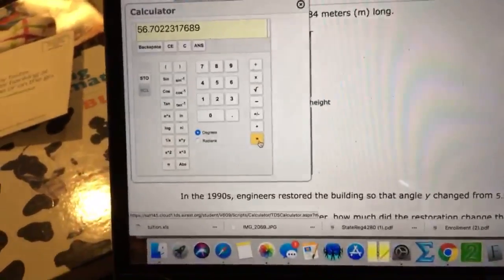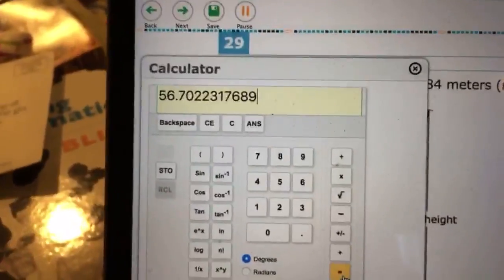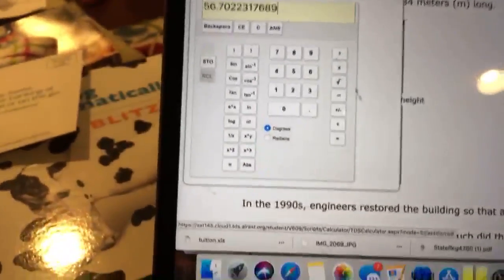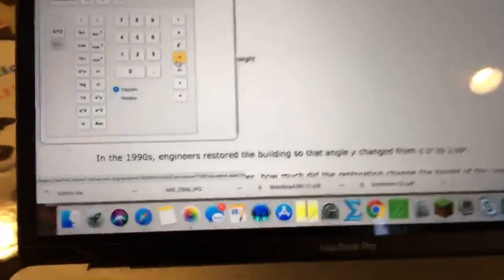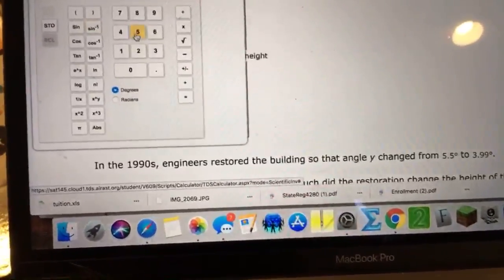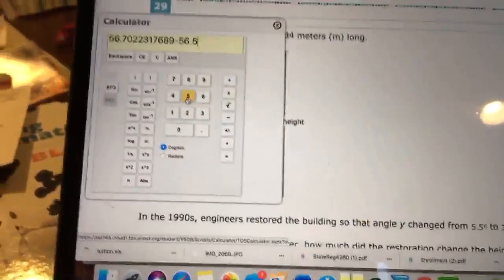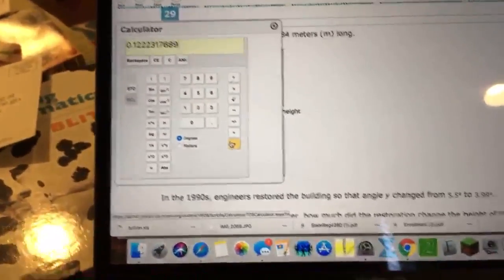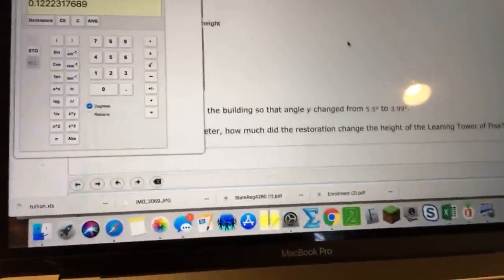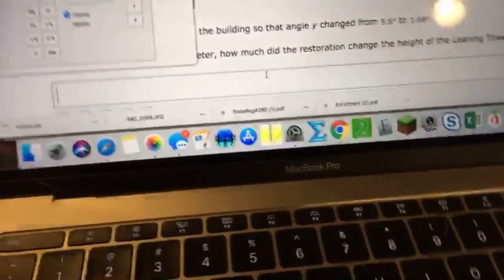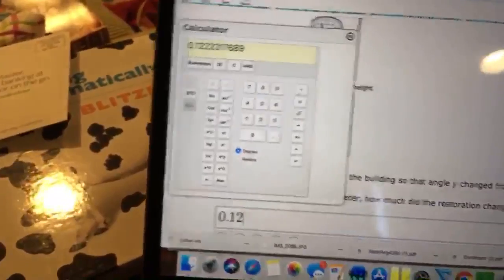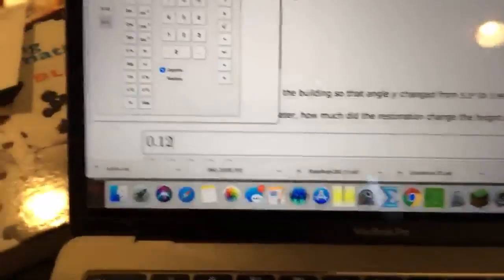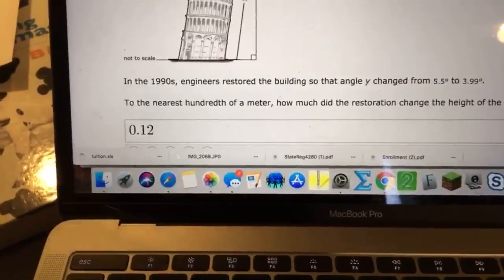So yeah, you're just calculating the difference in the two heights. So you're going to do 56.70 minus 56.58. And the answer is going to be 0.12 meters. 0.12. Okay? Questions on that one?